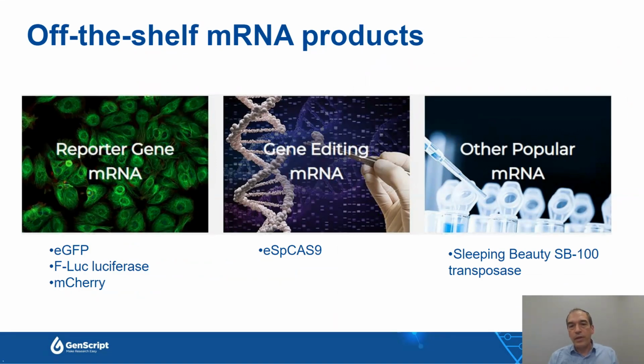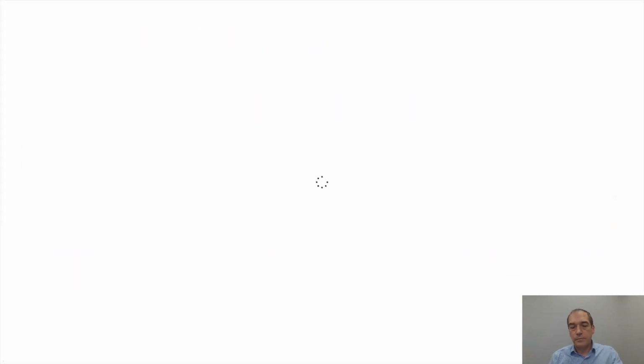Some of these more popular mRNA products, we also are introducing them as off-the-shelf products. For example, the reporter mRNAs: EGFP, fLuc luciferase, and mCherry. Those are off-the-shelf products now that you can easily order. Gene editing mRNA ESP-Cas9 and Sleeping Beauty SB100 transposase are also off-the-shelf products. You can order those as standalone or in combination with other services or products.